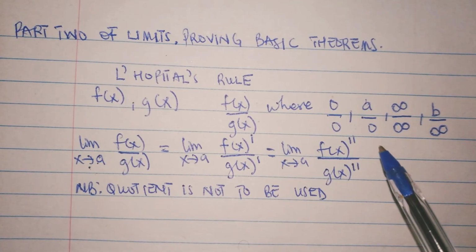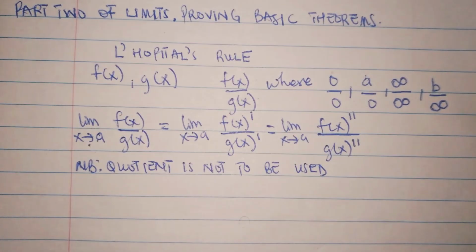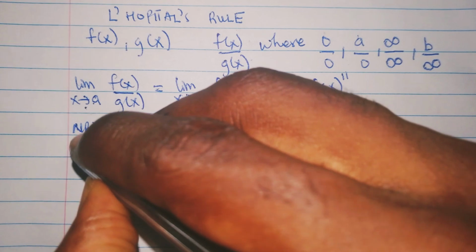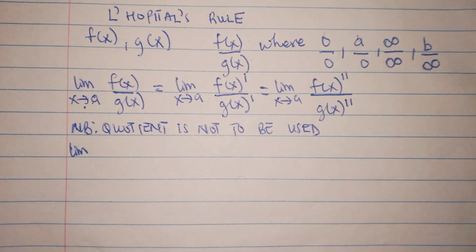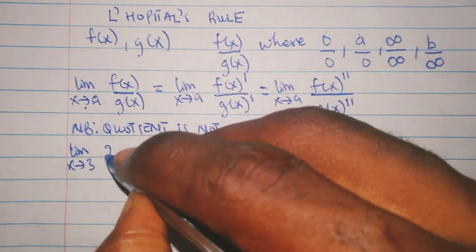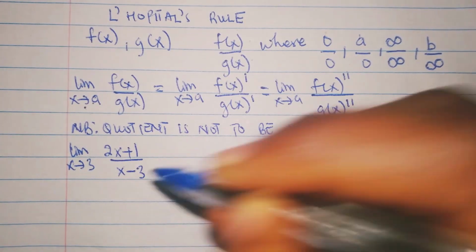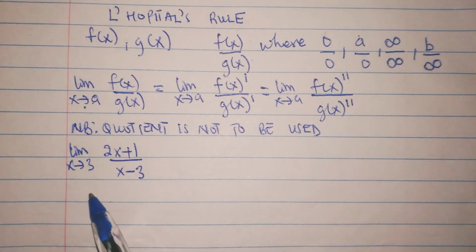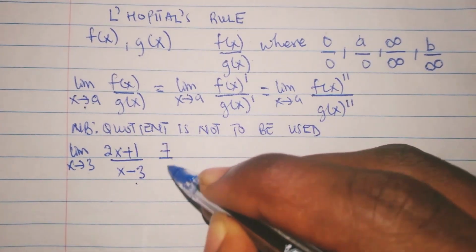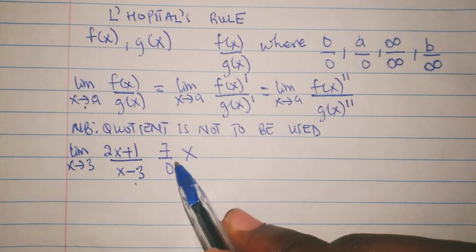Okay, so now you've seen L'Hopital's rule. Now we are going to do some examples before we continue. Our first example is to find the limit as x approaches 3 of 2x plus 1 all over x minus 3. You can see that if I put 3 directly into this, I get 7 over 0, which is not acceptable.